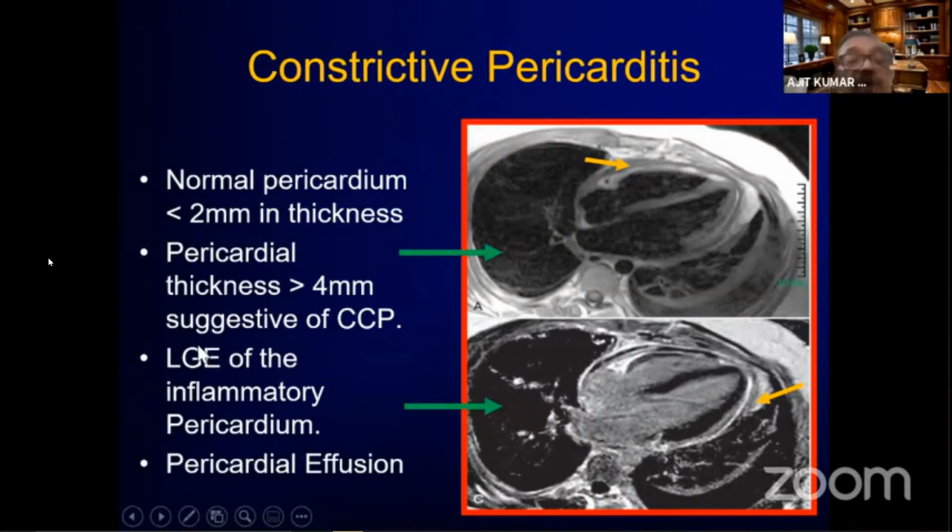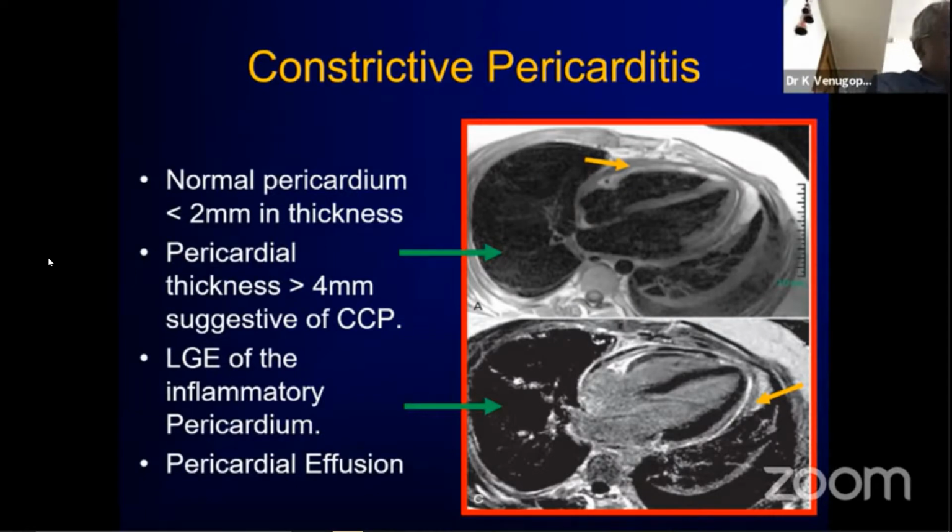And when you do late gadolinium enhancement, you can see the pericardium picks up late gadolinium enhancement, and that is an indication of constrictive pericarditis. So it's very easy and very important to distinguish from restrictive cardiomyopathy. And obviously, you do not have any myocardial LGE.